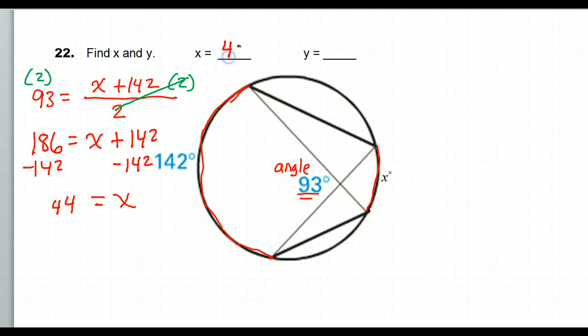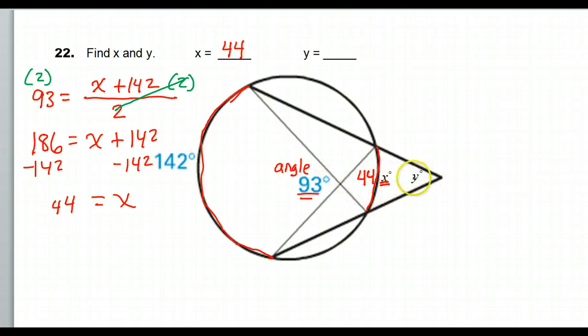Okay, so that is one of our variables. Now we have to go back and find that other one. So let me bring back all the stuff I just deleted. Now we have to find angle y, but this time we know what x is. So it's no longer a mystery. x is 44. So I can put a big old 44 right here. Notice now I have both arcs.